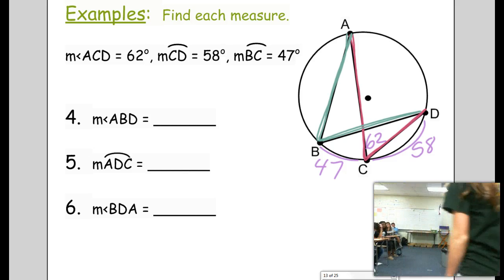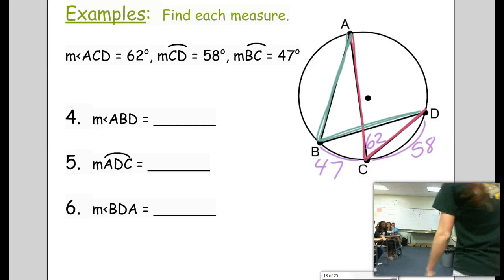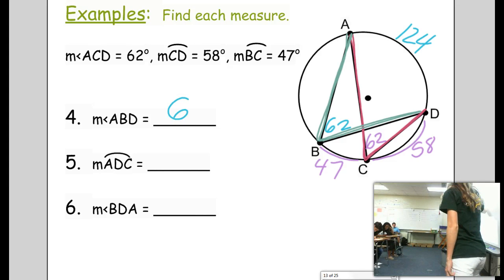What's 62 doubled? 124. That's the measure of that arc. Now if you want to find the measure of this angle, you take the arc and divide by 2. But wait, we just doubled it. So if we divide by 2, we're going to be right back where we started. So what's the final answer? 62. What I'm trying to get across is that if two angles eat the same arc, they are the same measure. Two inscribed angles that eat the same arc have the same measure. 62.